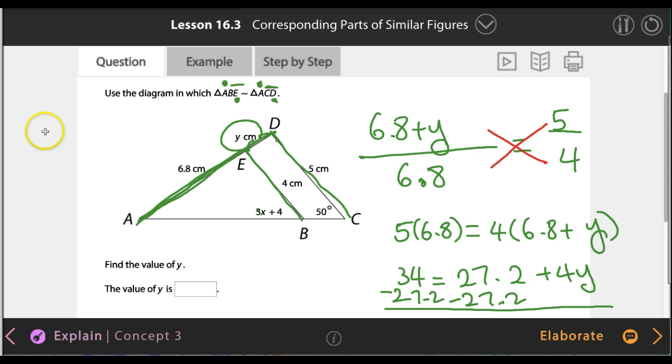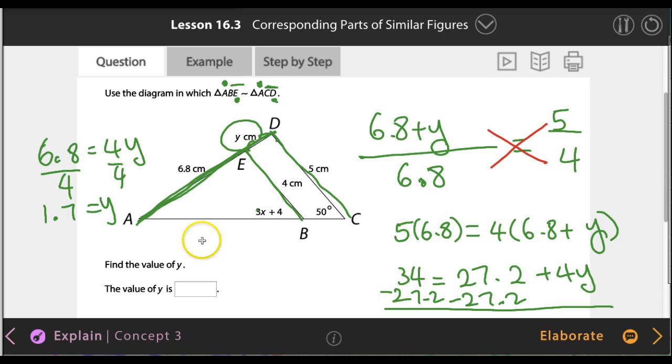I don't have space down here, so I'm gonna go here even though that's not really a good idea. So 34 minus 27.2 is going to be 6.8, right? Okay. And that equals 4y. And then you divide both sides by 4, so y is now equal to 1.7. So the value of y is 1.7.